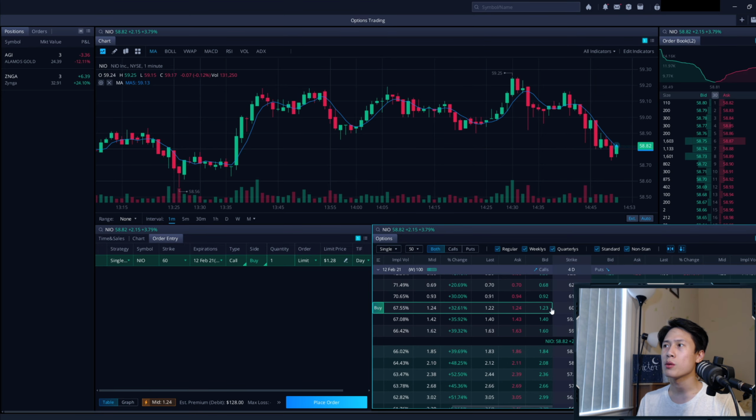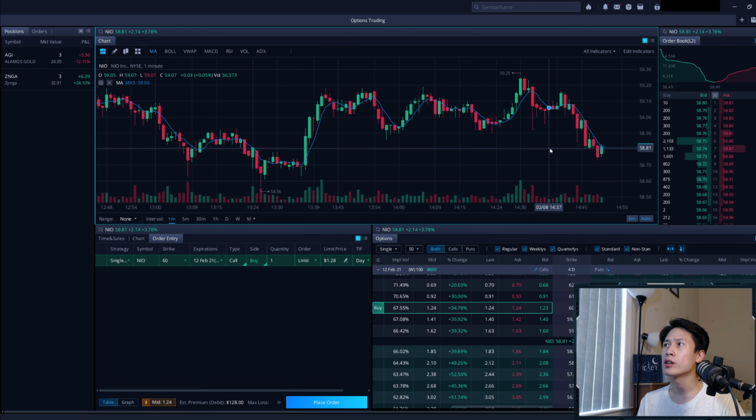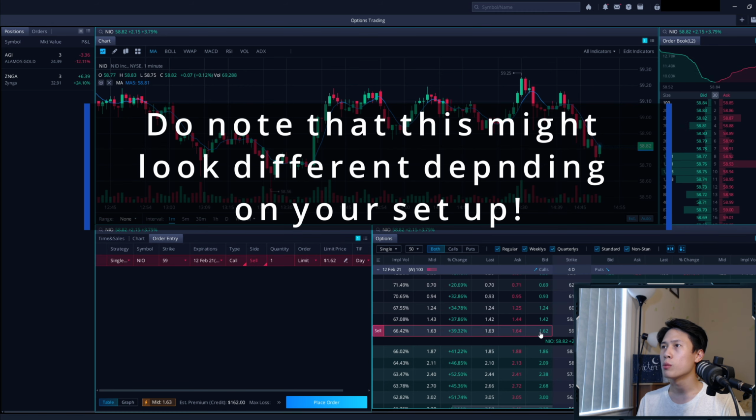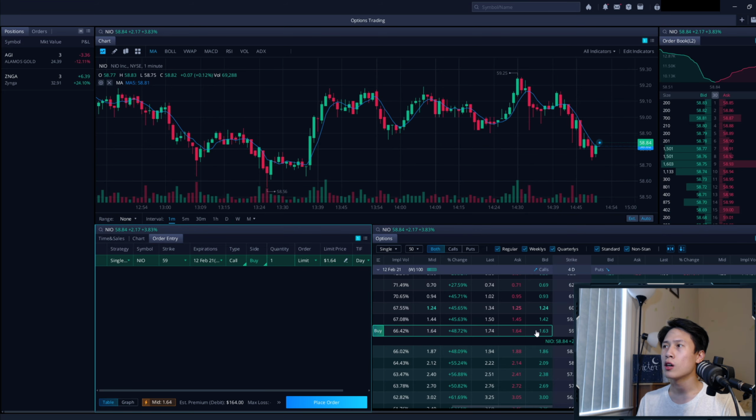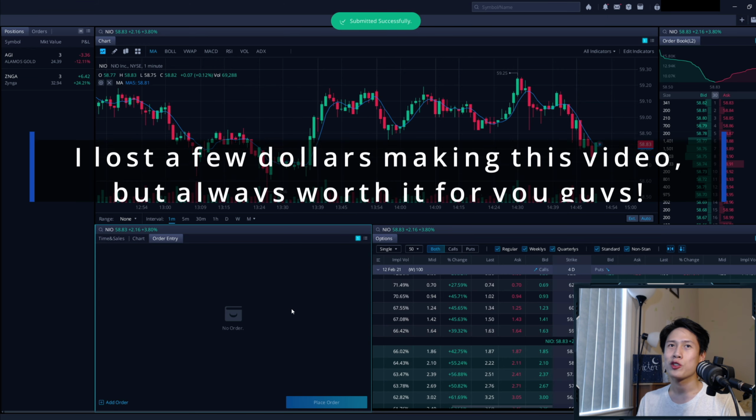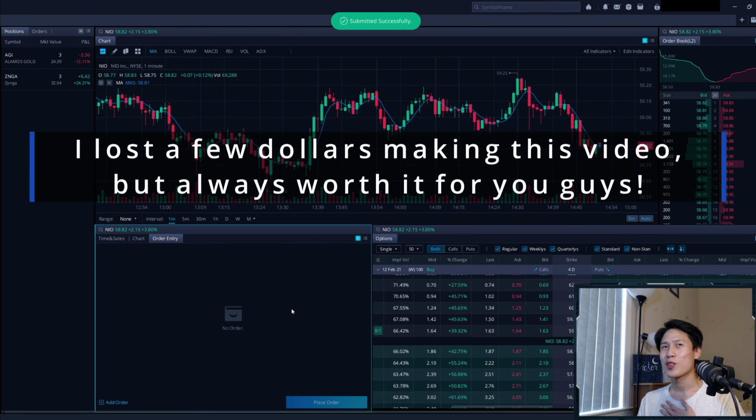So first I'm just going to buy one. I'm just going to be doing it on NIO, which is pretty hot today. Let's just buy a 59 call. You know, it's pretty close. Not quite in the money, but definitely plausible. So I just placed it on my order book over here. And now I'm gonna buy it, whatever price I can get it at. I probably will lose a few dollars for you guys, but you know, for my viewers.